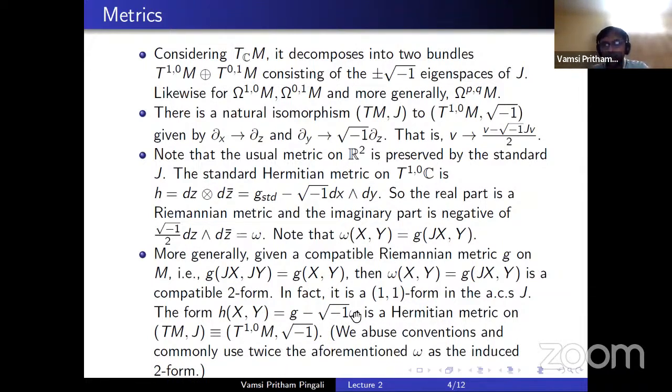Right. By the way, I'm not going to be very consistent in my choice of convention here. You see, there's a 2 here. I'll abuse notation, language, and everything you can think of, and get rid of the 2 whenever I feel like.